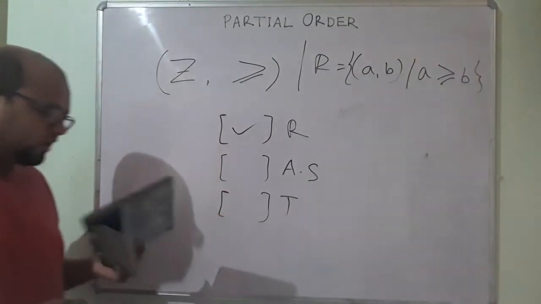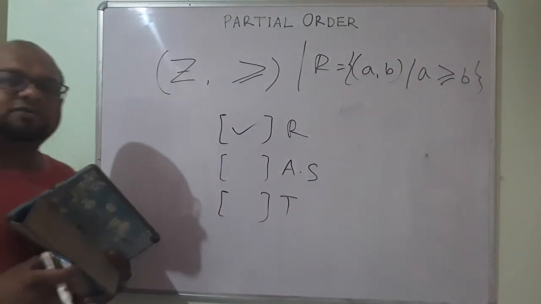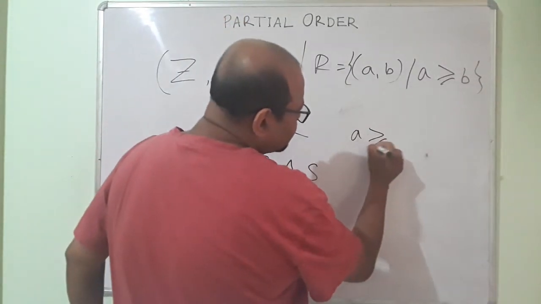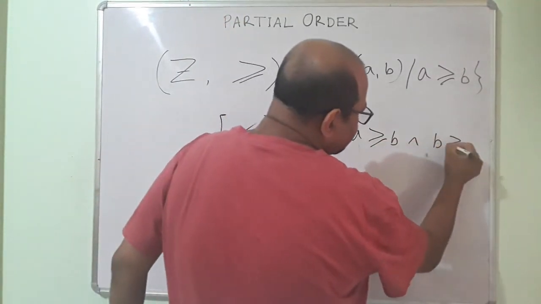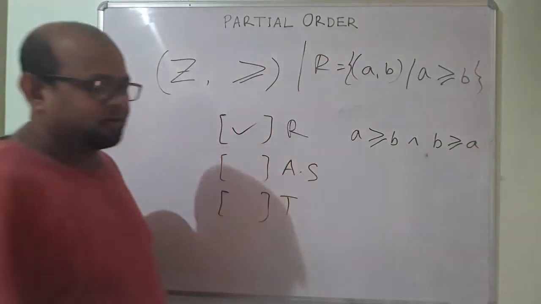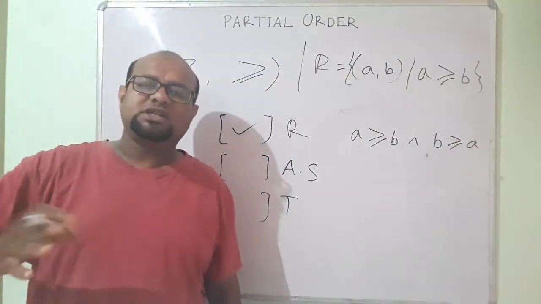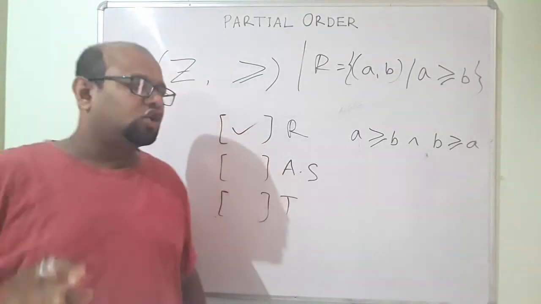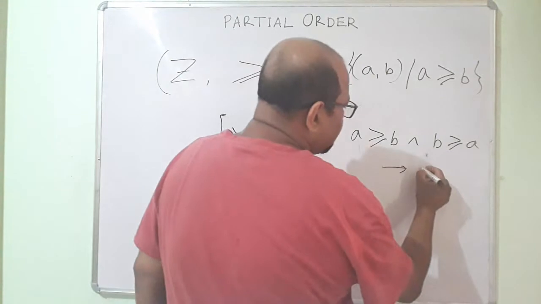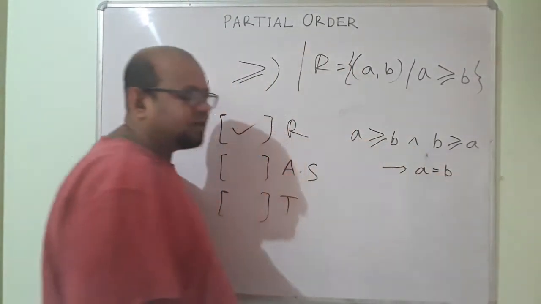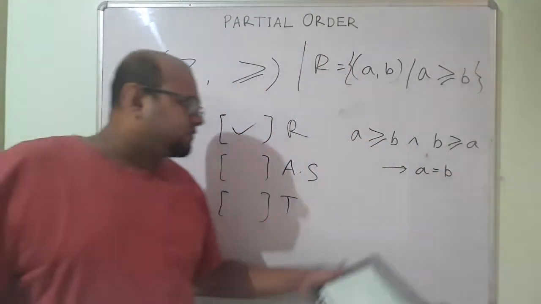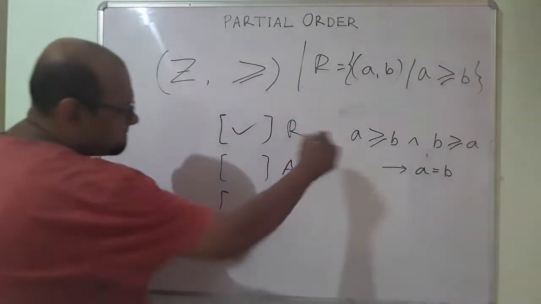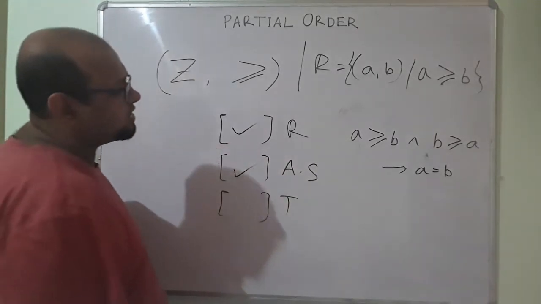Next we have to figure out if it is antisymmetric. It means if A is greater than or equal to B and B is greater than or equal to A, when will this happen? A and B are two integers. This is only possible when A is equal to B. This is the definition of antisymmetry. So we know this relation is antisymmetric.